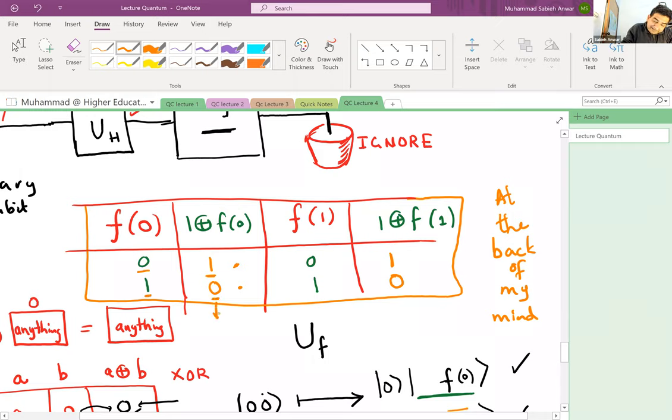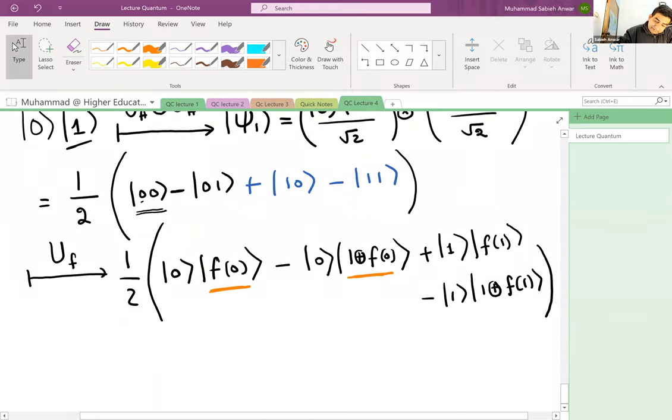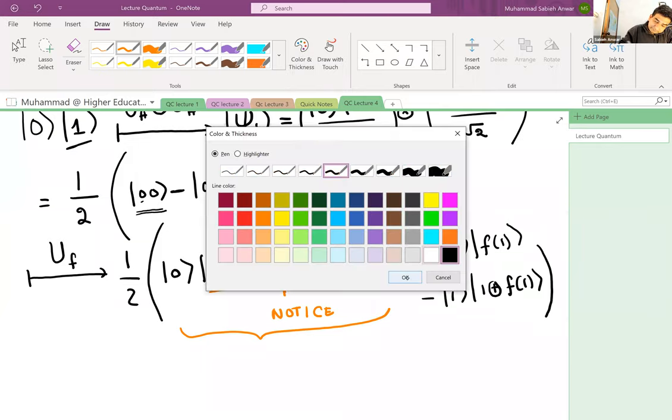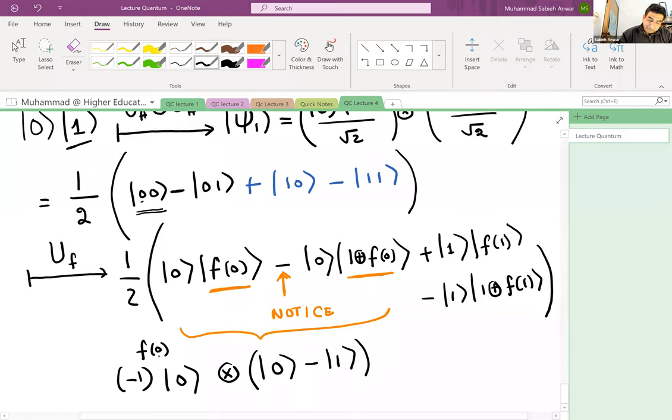So this answer, can I write this answer in shorthand in the following fashion? Okay, let me go back here. Notice there is a minus sign over here. Notice this. Can I write this thing over here in the following fashion? All right, food for thought. I have a phase factor minus 1 whose power is F0.